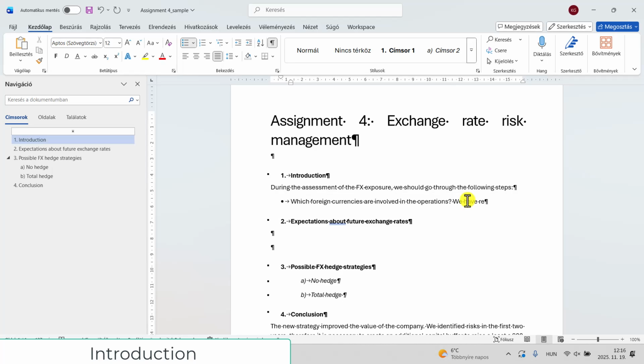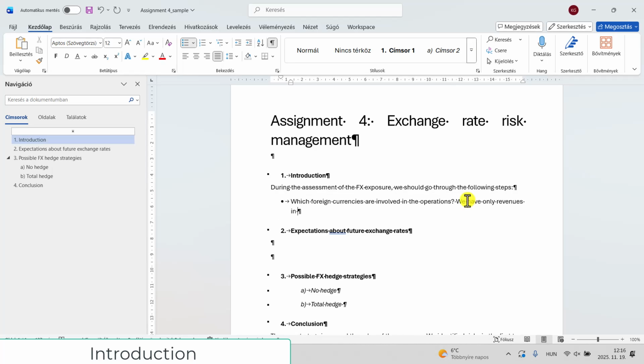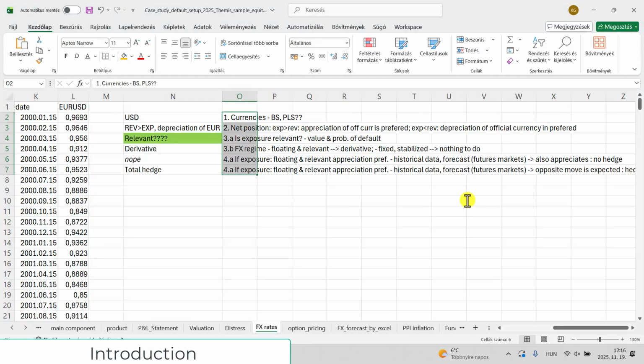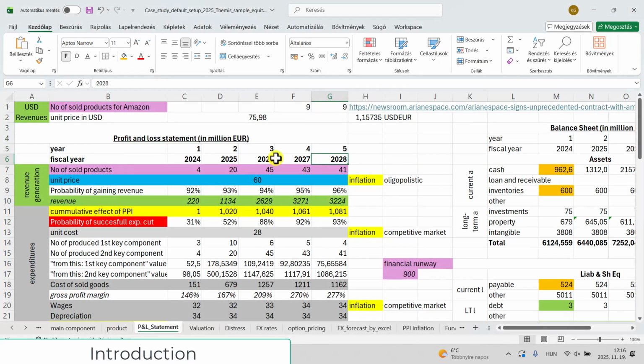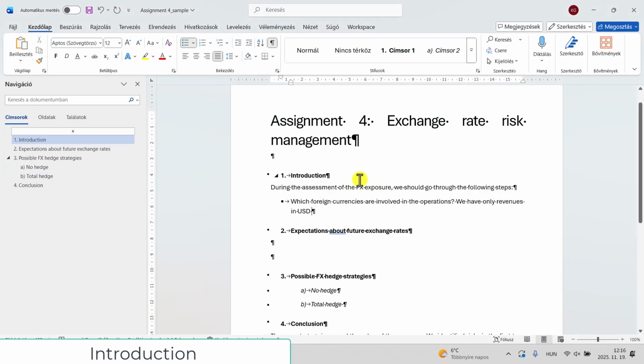And in my case we have revenues in US dollars, and also we can see that this is not always, this is only just in the last two years, from Amazon, due to the Amazon Kuiper satellite.